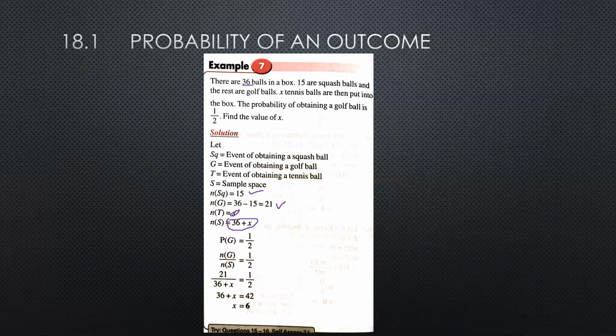Obtaining a golf ball probability is 1 over 2. So probability is number of golf balls over number of sample space equals 1 over 2. So it's 21 over 36 plus X equals 1 over 2. Cross multiply. 21 times 2 is 42. So X equals 42 minus 36. X is 6.